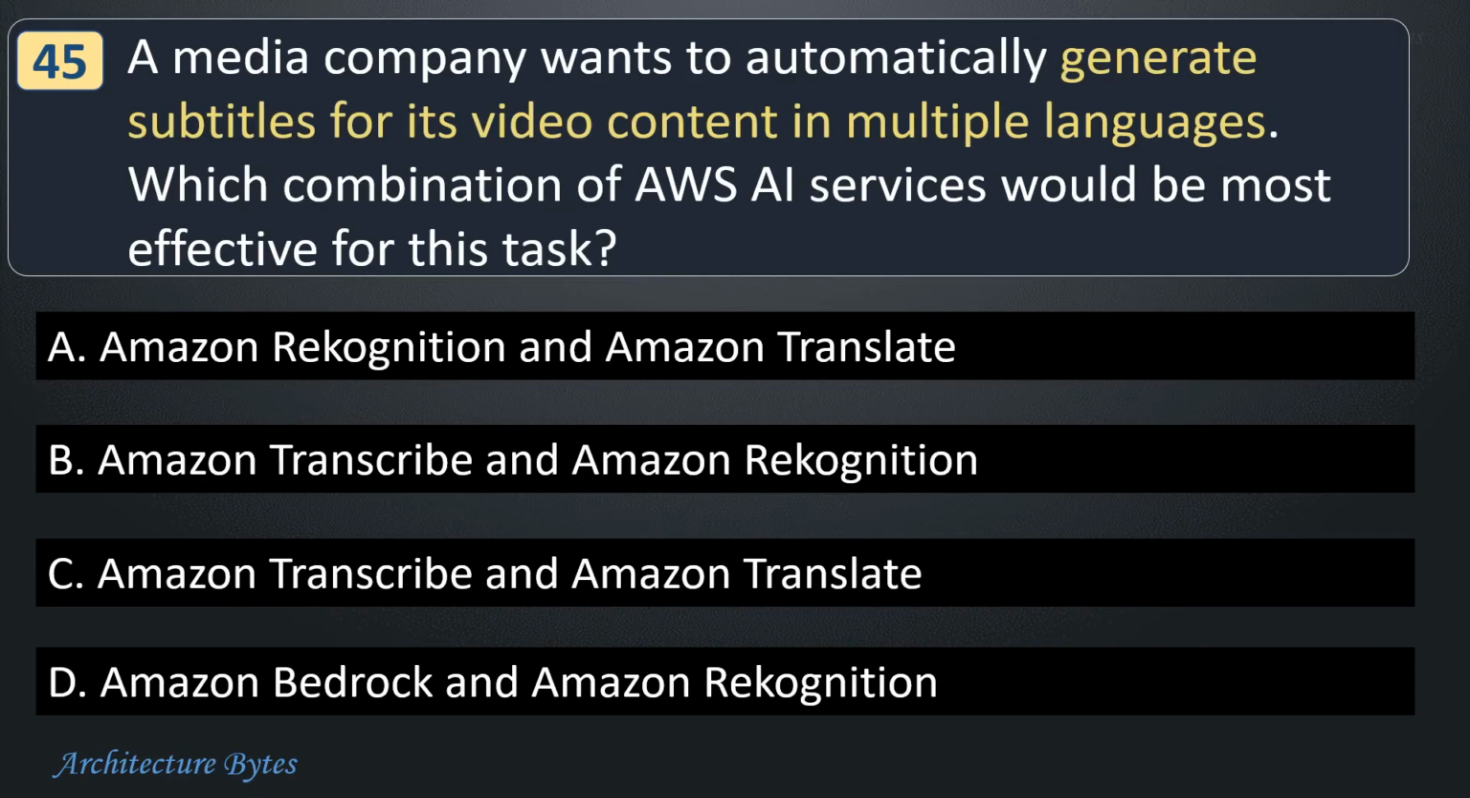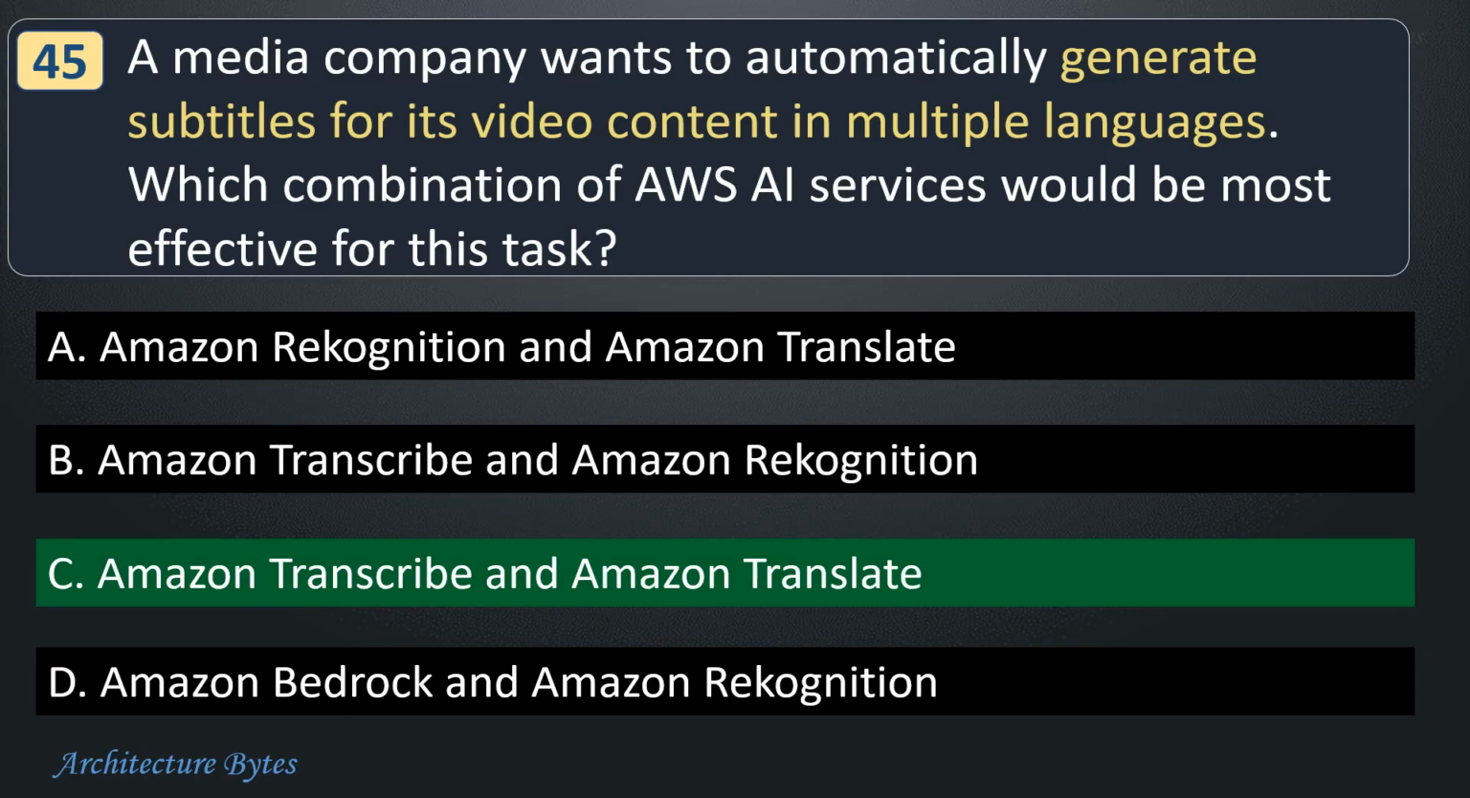A media company wants to automatically generate subtitles for its video content in multiple languages. Which combination of AWS AI services would be most effective for this task? Option A. Amazon Rekognition and Amazon Translate. Option B. Amazon Transcribe and Amazon Rekognition. Option C. Amazon Transcribe and Amazon Translate. Option D. Amazon Bedrock and Amazon Rekognition.